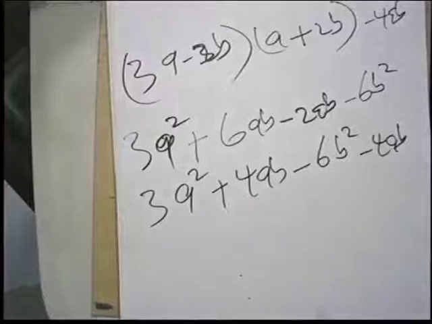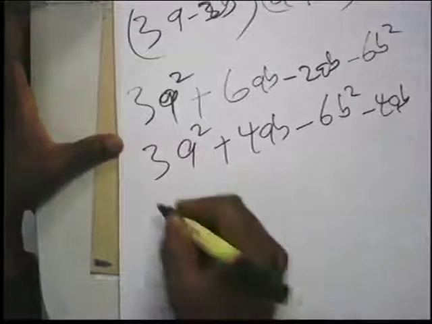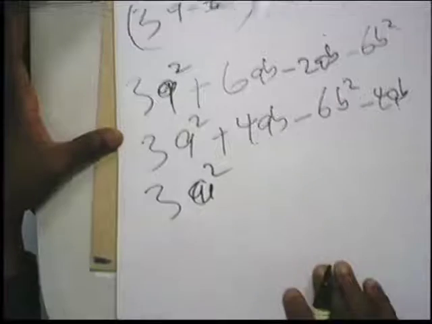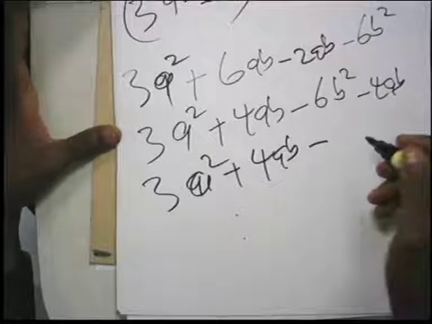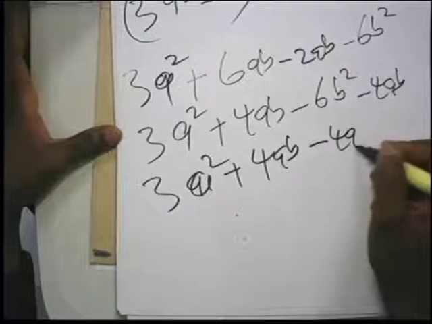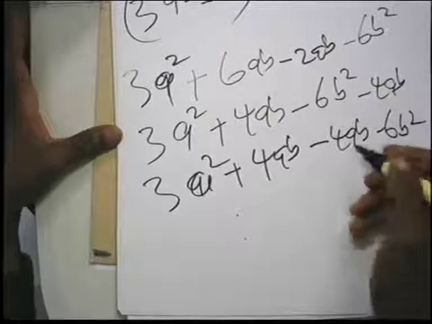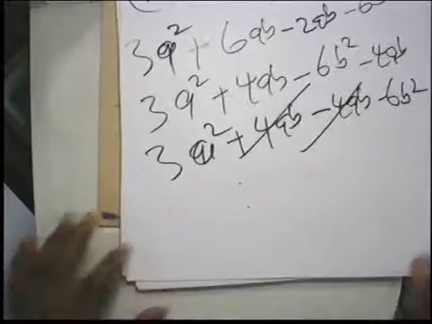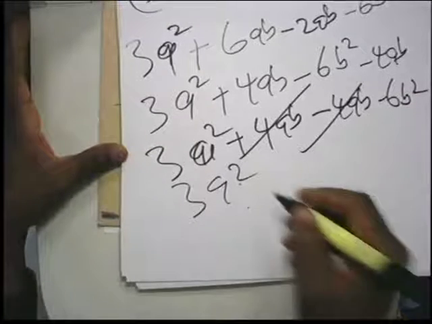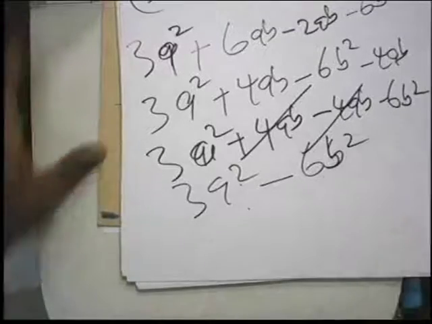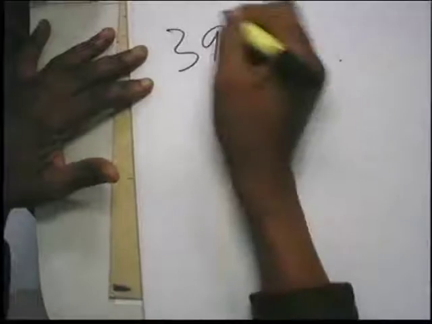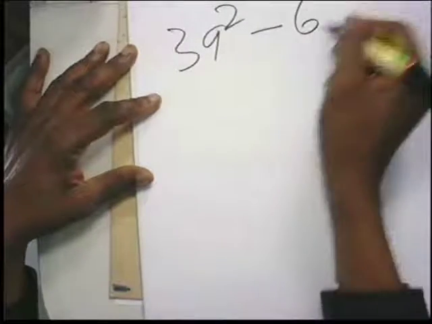We can still rearrange it, let's collect the like terms: 3a squared plus 4ab minus 4ab minus 6b squared. Definitely the 4ab will be out. So it will be 3a squared minus 6b squared. But in mathematics, if you can still go further, you don't stop there.